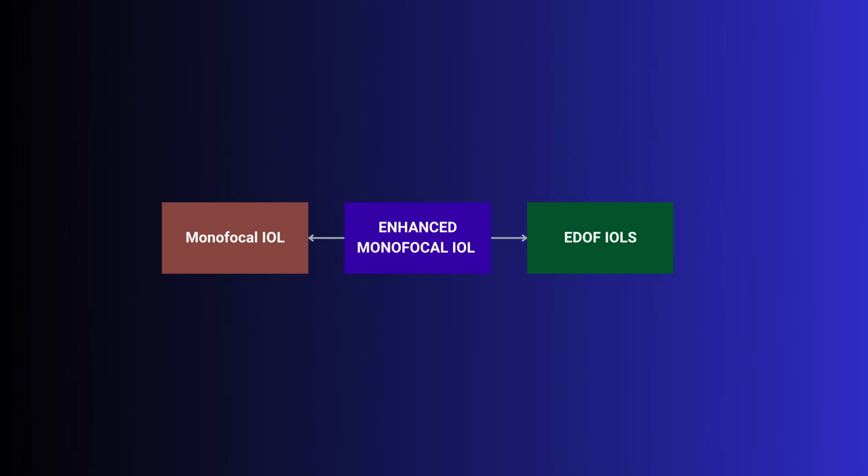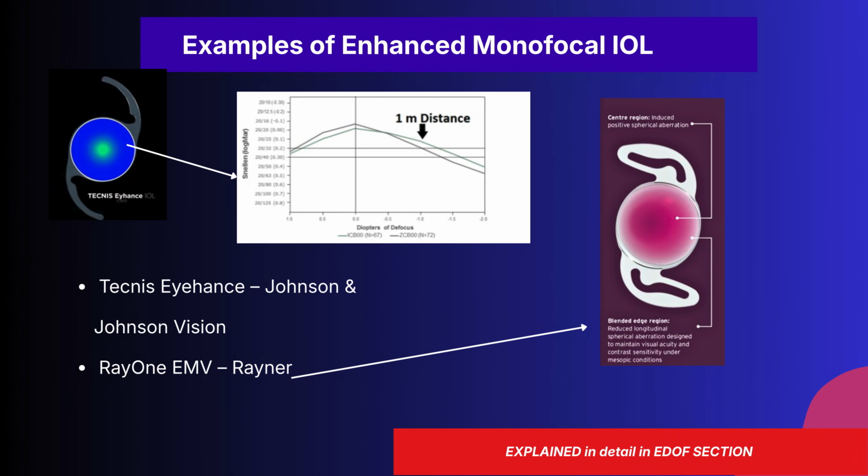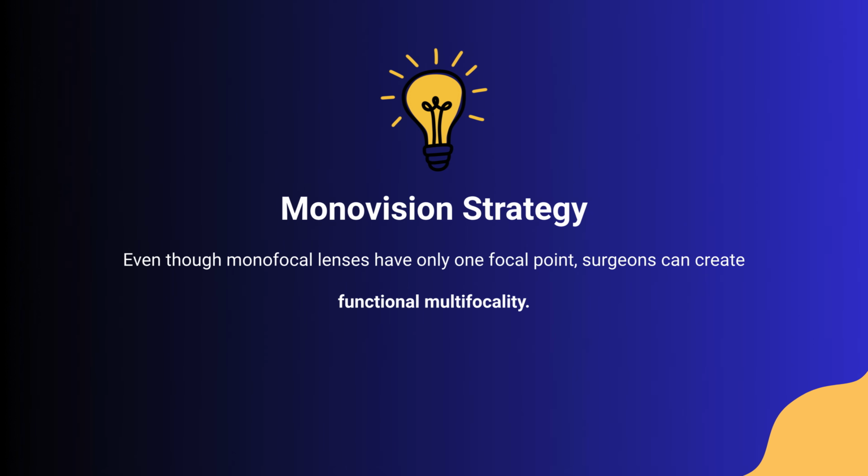However, it is important to understand that the enhanced monofocals represent a transition between the monofocal and extended depth of focus optics, and therefore sometimes they are also referred to as the pseudo-EDOF lenses, or the pseudo-EDOF IOLs. For this reason, we will not go into the detailed optical mechanisms here. We will visit these lenses in much greater detail when we discuss the EDOF section of the intraocular lens. Okay, so examples of enhanced monofocal lenses are the Tecnis Eyhance from Johnson & Johnson Vision and Ray-1 EMV from Rayner. Alright, coming back to the monofocal lenses.